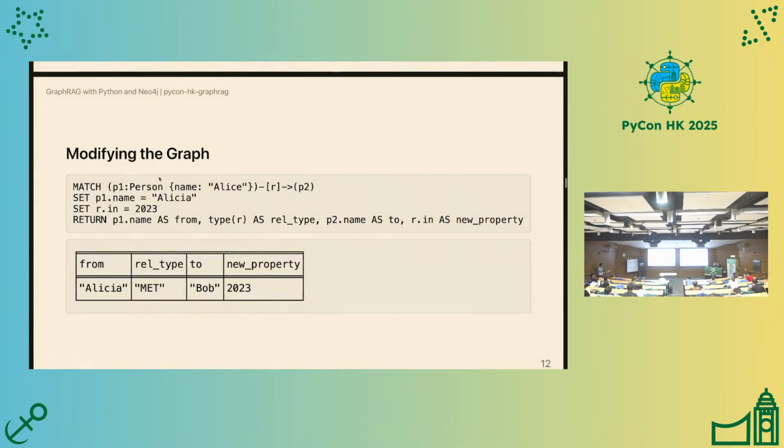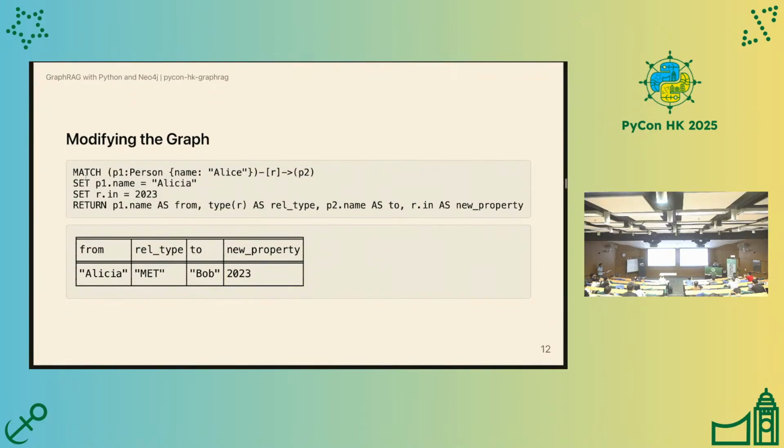And to modify the graph, you would have the set command. You can use the set keyword to change some properties. So here I'm doing both edits at the same time. You probably want to do it one at a time if you're actually working with it, but here we can try this as well.